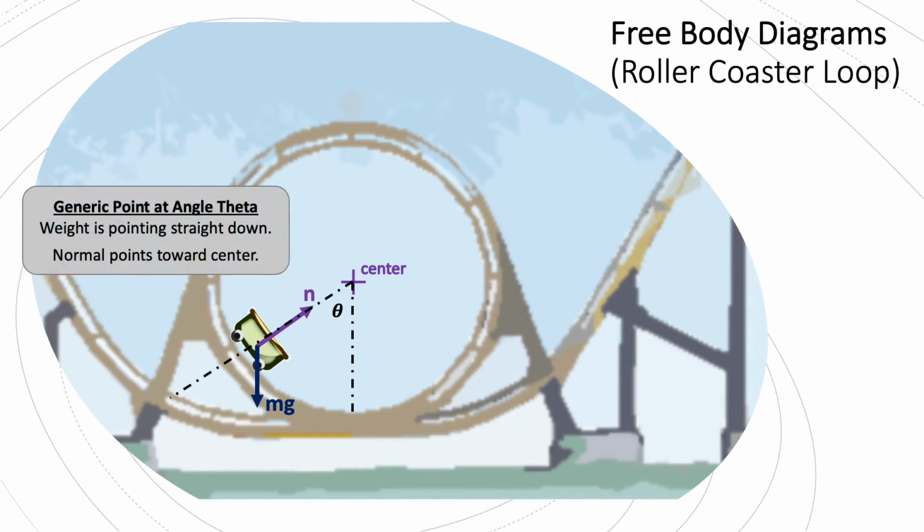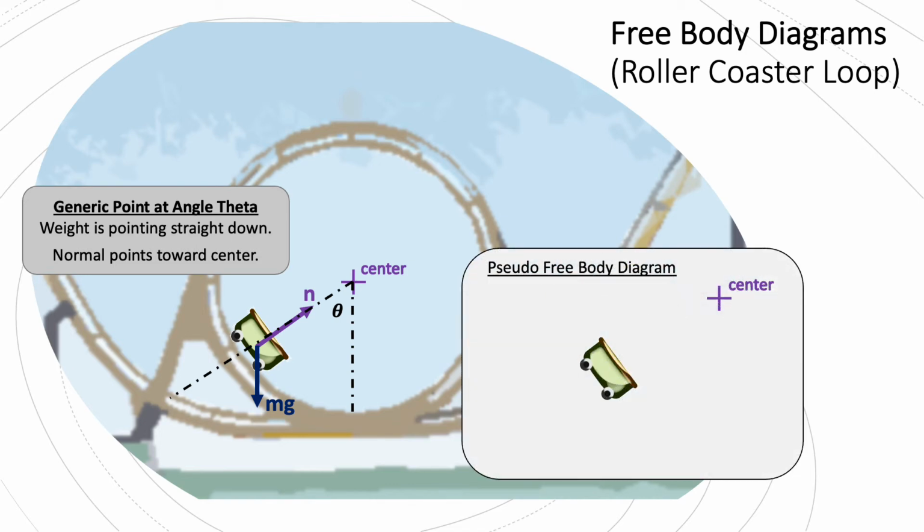Now on a test, that's exactly how you would draw a free body diagram to get all the points. Because on the test, when they ask you to do a free body diagram, you never do components. If you want to draw the components, that's called a pseudo-free body diagram. And you must define your axes first.